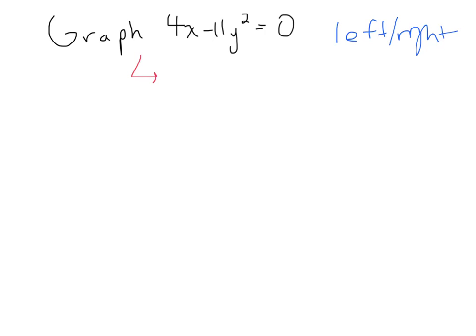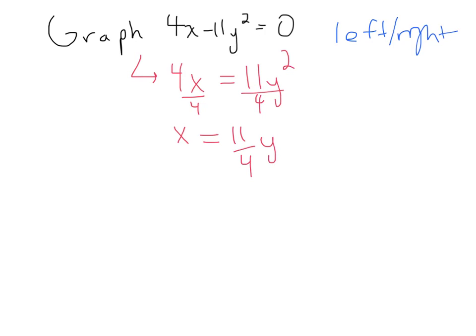So let's add 11y squared to both sides. We get 4x equals 11y squared. And then we'll divide by 4 and obtain something that looks very close to our general form. The only thing is it just doesn't have all those h's and k's, but you'll see in a moment that's actually a good thing. So there's the form of our equation, and how does that compare to x equals a times y minus k squared plus h?